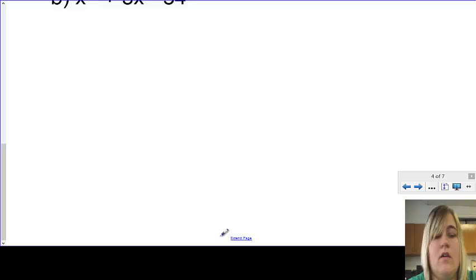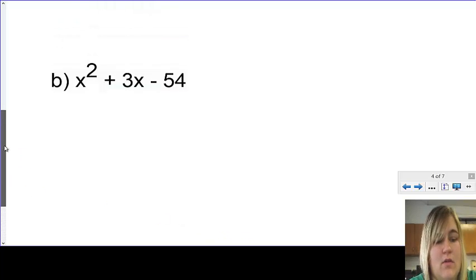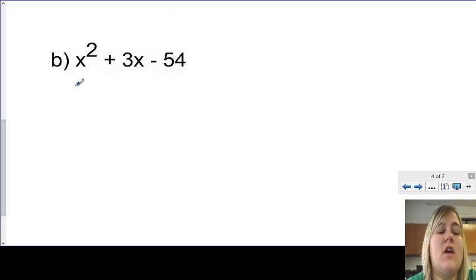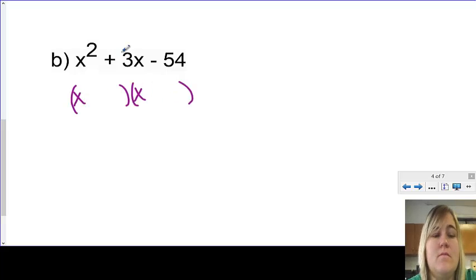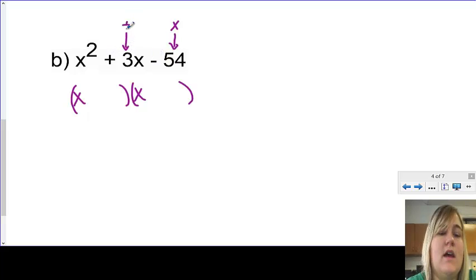Okay. Same thing on this one. I'm going to start by opening up my parentheses, put my x in the front of both. Okay. And then I have to have something that multiplies to get negative 54, but adds to get 3.